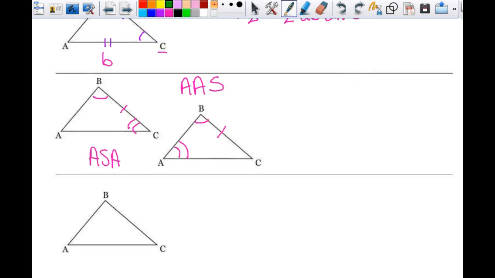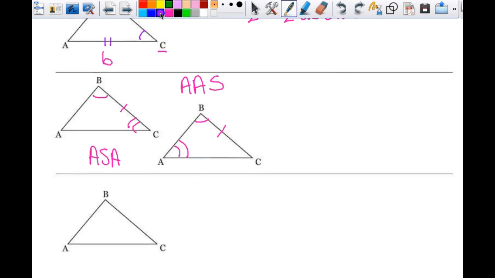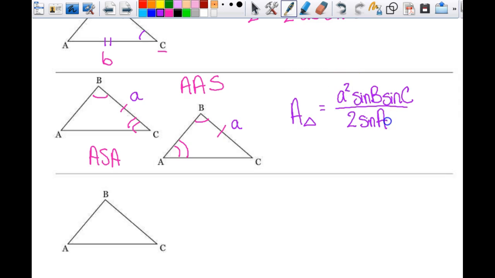If I am given either one of these pieces of information, where in both cases this would be my a here, I'd have to find that third angle, which is a piece of cake, right? And then the area of the triangle is equal to whichever side you know. In this case, we're using a. That's what the generic formula says. But the side you know squared times the sine of one of the other angles times the sine of that third angle. Neither one of these angles matches this side. Over 2 times the sine of the angle that does match that side.